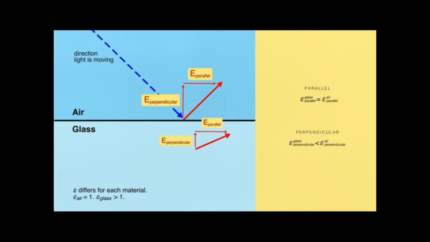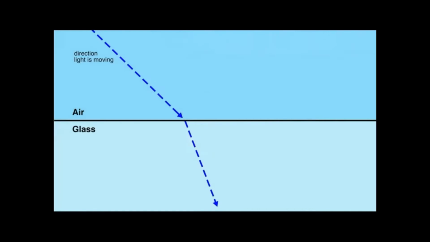Now we remember that the direction the light travels is perpendicular to the electric field, so we can put in an arrow to show the direction light must travel in the glass. And finally, we can see what light does when it enters glass or water or any transparent medium. It bends. And the reason that it bends is because the epsilon in glass is bigger than in air.